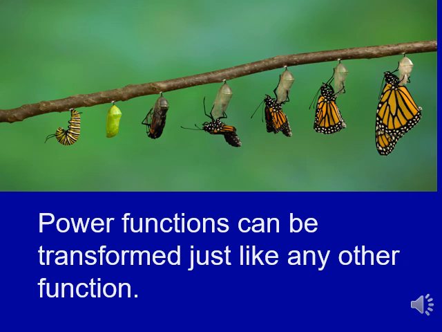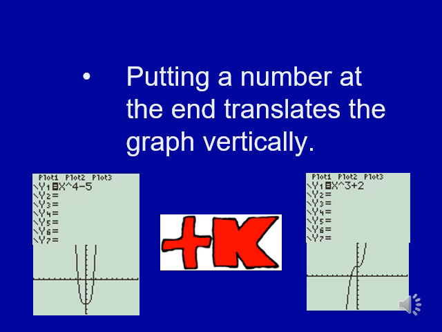Just like you've learned to do with things like trig functions last year, you can transform power functions. You can move them around, you can stretch them out, you can make them be different but still have the same basic shapes. One way you can transform functions is to put a number at the end. And if you add a number to the end of a power function, what it does is it pushes the graph up or down. We have what we call a vertical translation.